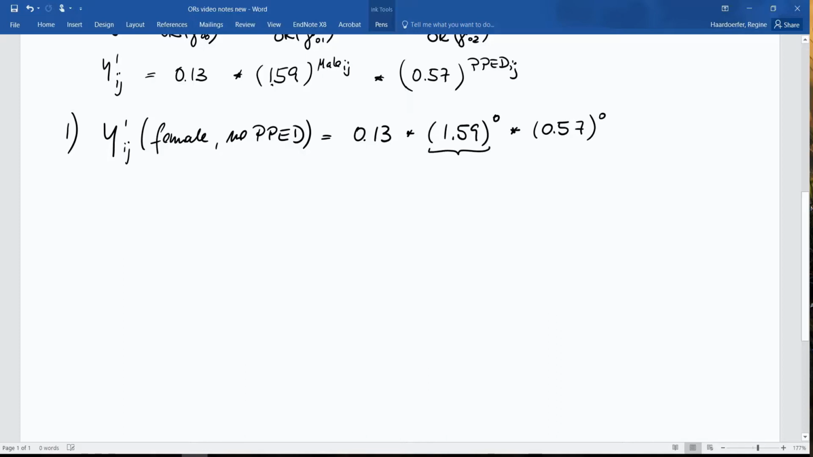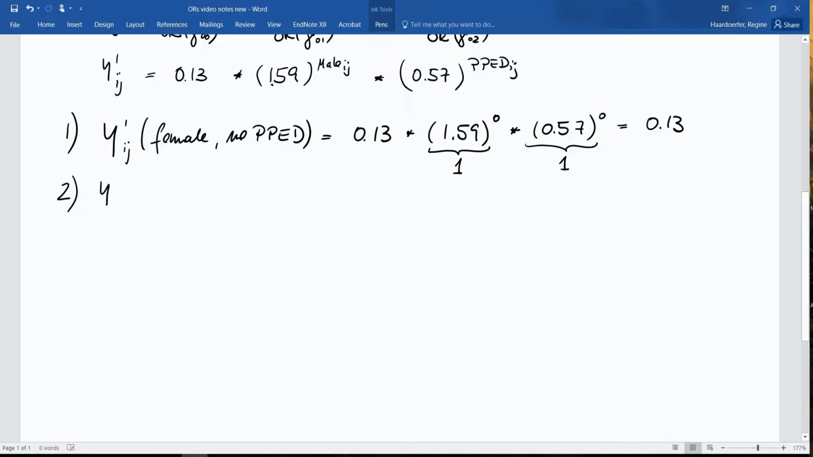Now, we're going to use rule number 1. Any e to the power of 0 is equal to 1. So we're getting 0.13 times 1 times 1, which is 0.13, which now you see that the odds ratio of the intercept is equivalent to the prediction for a female with no pre-primary education.